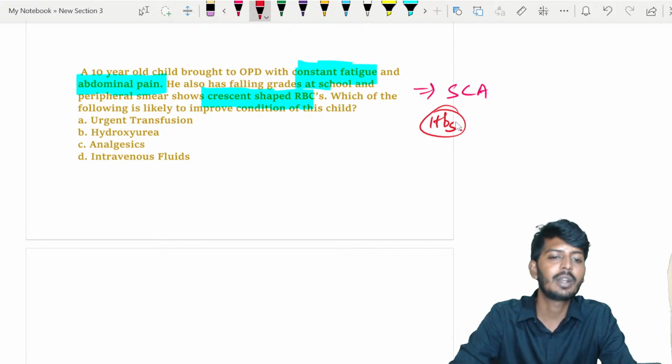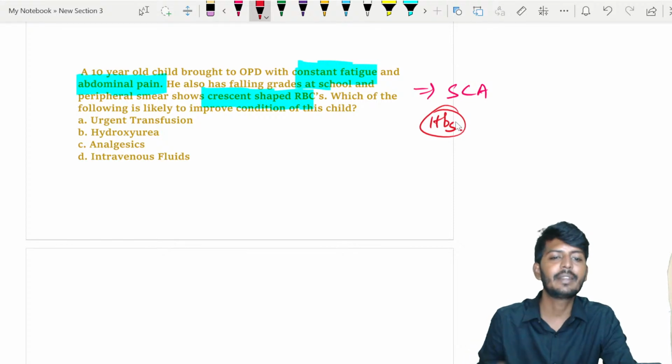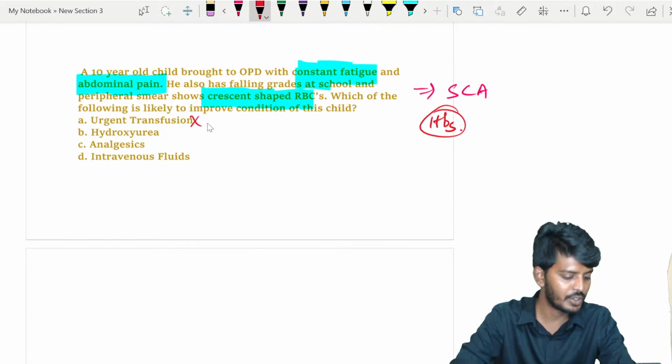So for this purpose, what is the treatment? It is not an emergency, so we don't require an urgent transfusion.